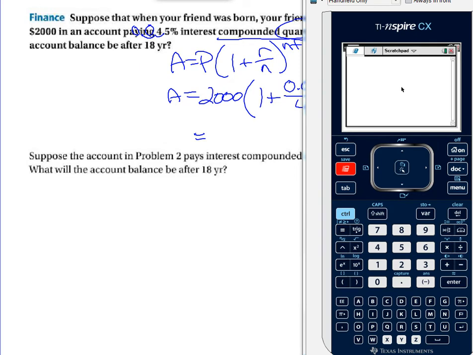Okay, so we have 2,000, not 20,000, and then times, in parentheses, 1 plus, and then my rate was 0.045 divided by 4. Now I get out of the parentheses, and I got to raise that to the 4 times 18 years. Press enter. $4,475.53. That's how much you'd be getting the day you turn 18 from your parents from their $2,000 that they initially invested. Of course, you'd have to pay taxes on that, but that's beside the point.